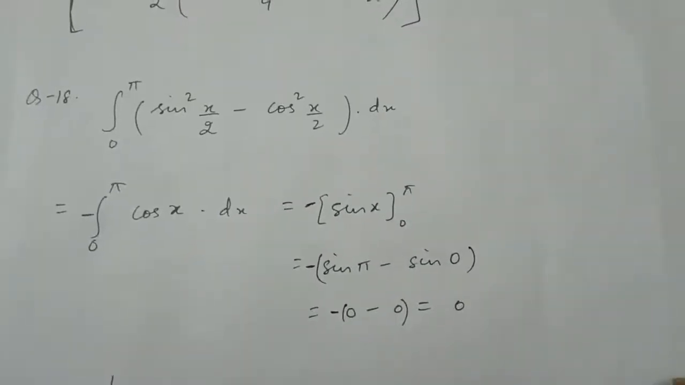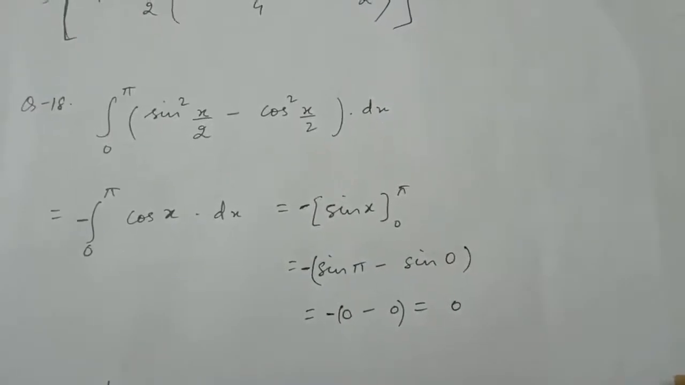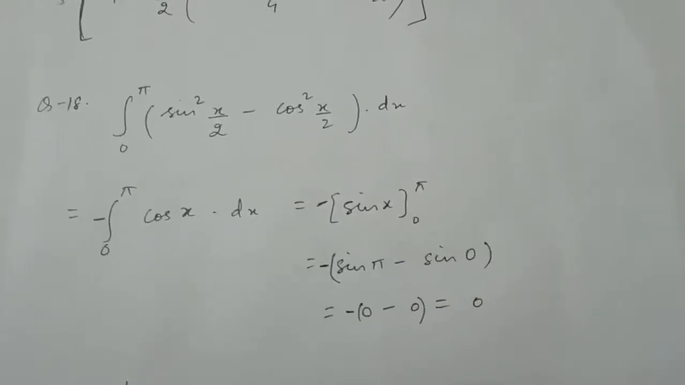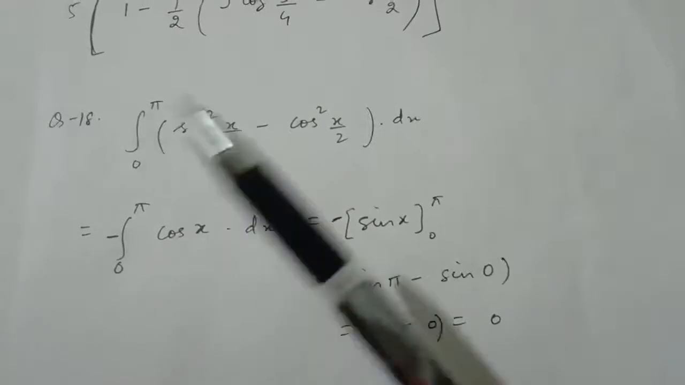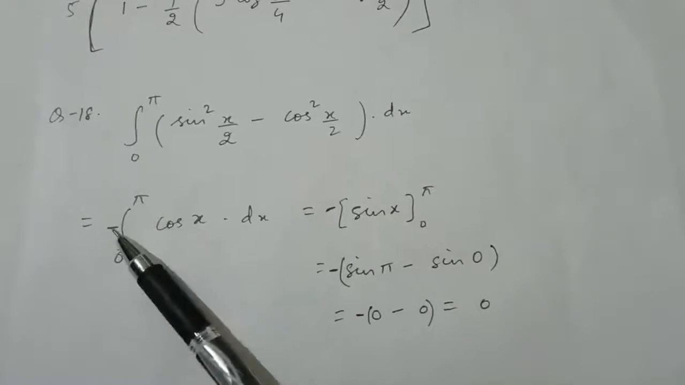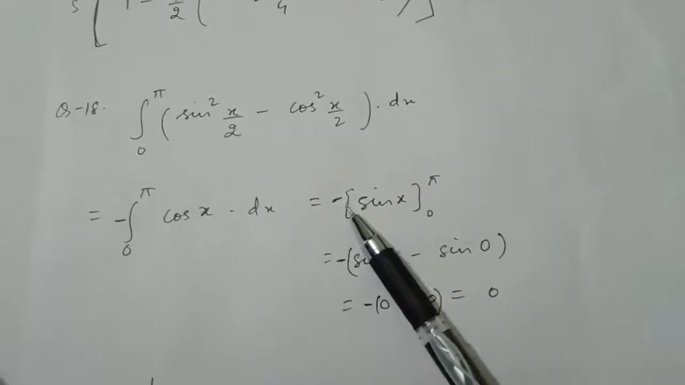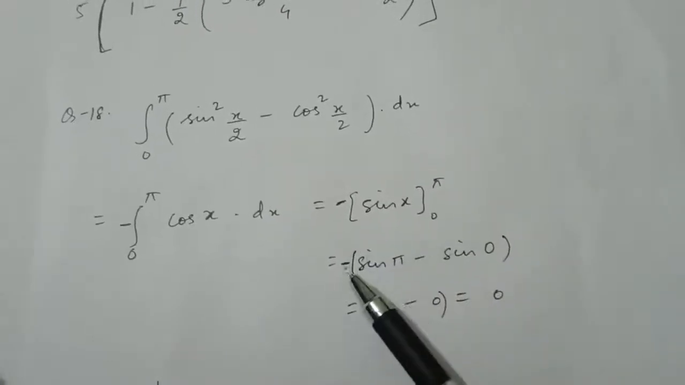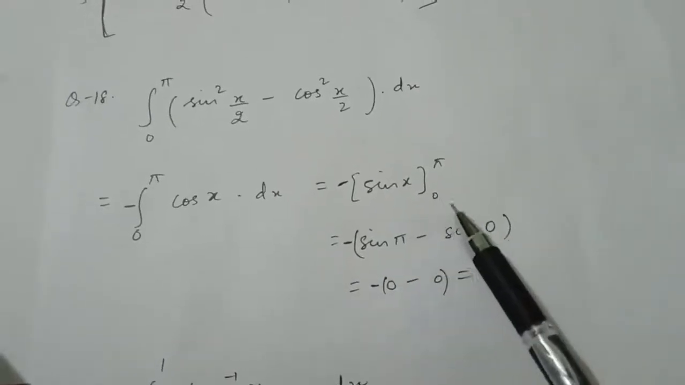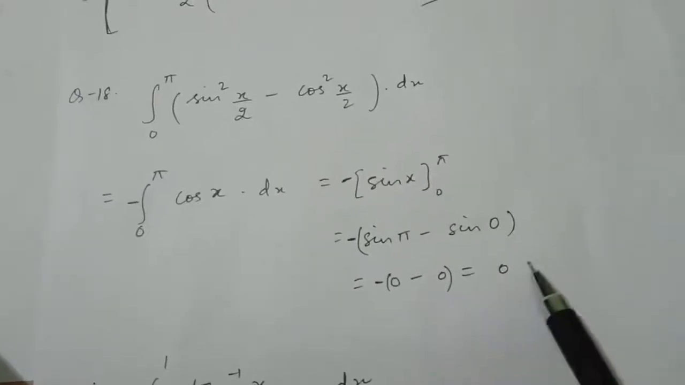Now question number 18 is integral of sin square x by 2 minus cos square x by 2 into dx. Now see, you know cos 2x is equal to cos square x minus sin square x. Therefore cos x will be equal to cos square x by 2 minus sin square x by 2. Therefore this can be written as minus cos x. Now the integral of cos x is sin x, minus, as it is, from 0 to pi. So this will become minus, in place of x, pi, sin pi minus sin 0. Now sin pi is 0 and you know sin 0 is also 0.